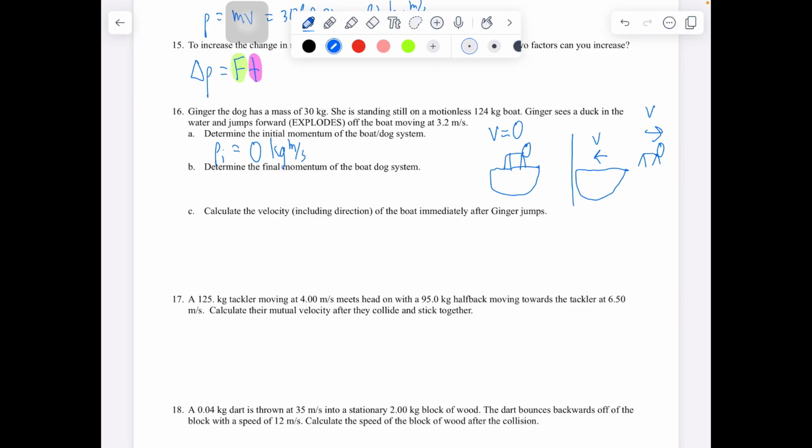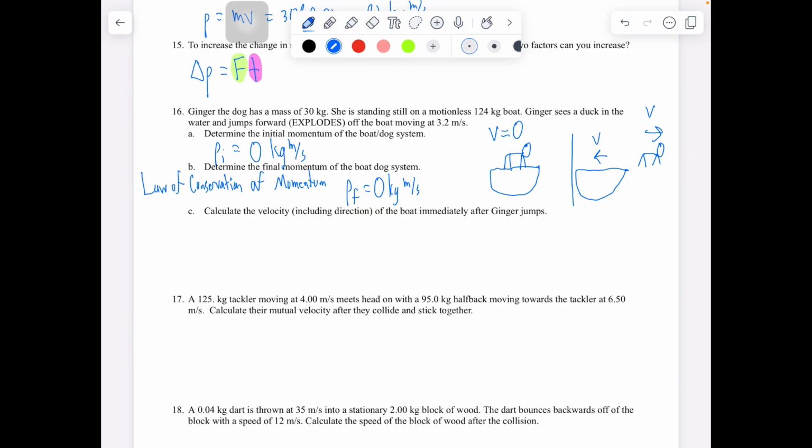We know because of the law of conservation of momentum. It's a mouthful. Conservation of momentum. That the initial momentum of a system must equal the final momentum of that same system. Our system is the dog in the boat, so they started with no momentum, they must end with no momentum. So our final momentum of the system is still 0 kilogram meters per second.